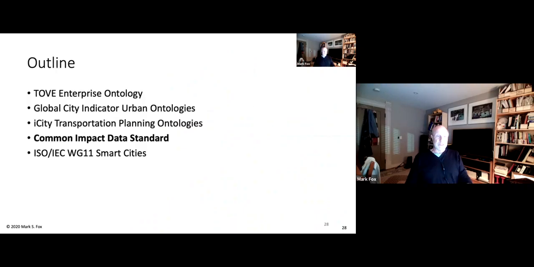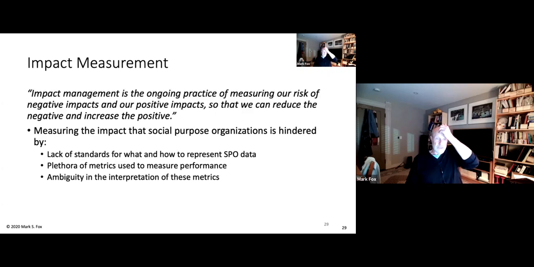So now we come to the Common Impact Data Standard. This is an ontology within the area of social services. So the first question is, what is impact measurement or impact management? Impact management is the ongoing practice of measuring our risk of negative impacts and our positive impacts so that we can reduce the negative and increase the positive. Impact measurement is a methodology that is used within the social services sector.